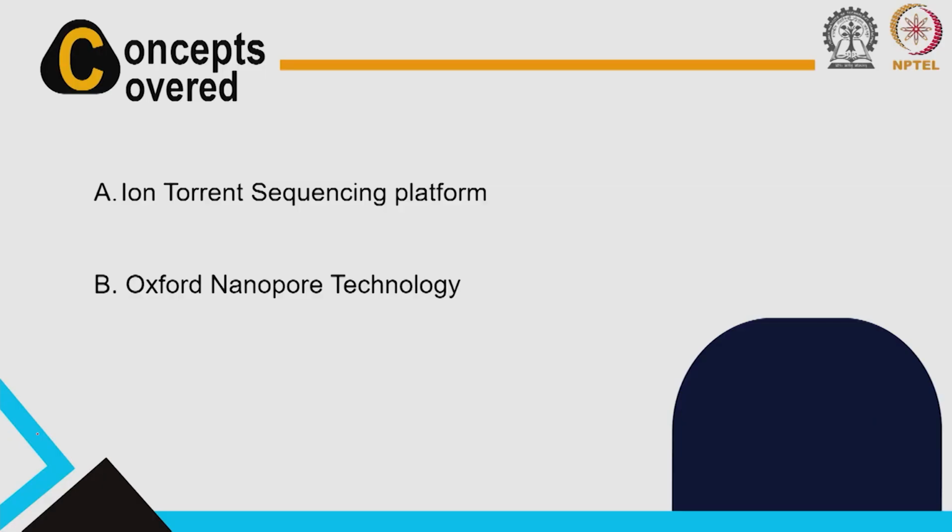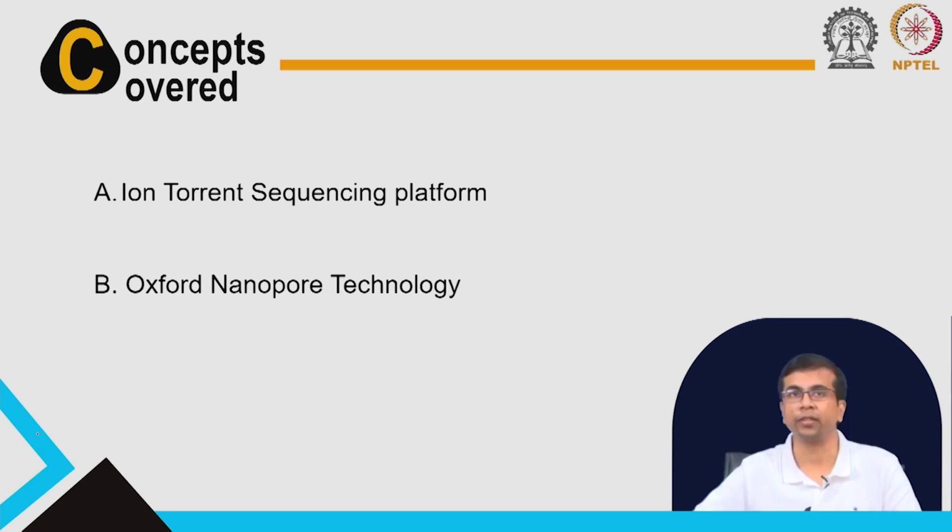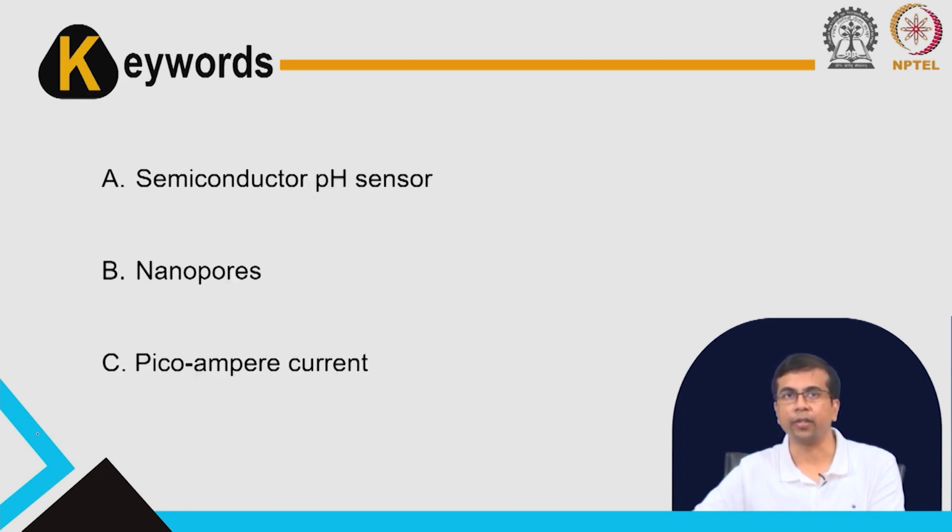We will talk about the ion torrent sequencing platform and the principle of how this sequencing works, and then we will talk about the most recent sequencing method called Oxford nanopore technology. These are the keywords that we will come across. One is semiconductor pH sensor, which is relevant for ion torrent. We will also talk about nanopores and picoampere current.